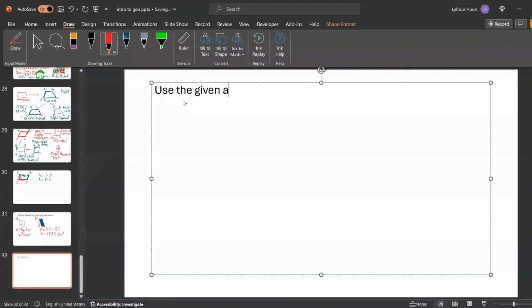Use the given areas to find the base or the height of each parallelogram.